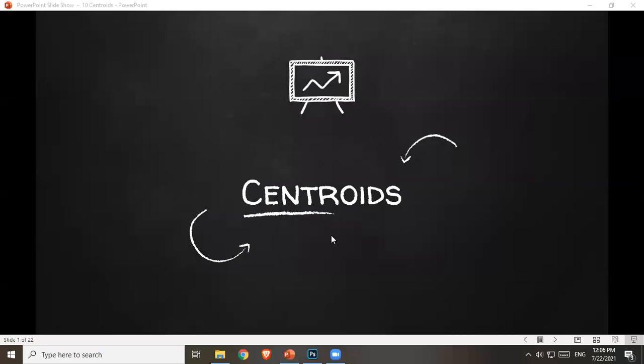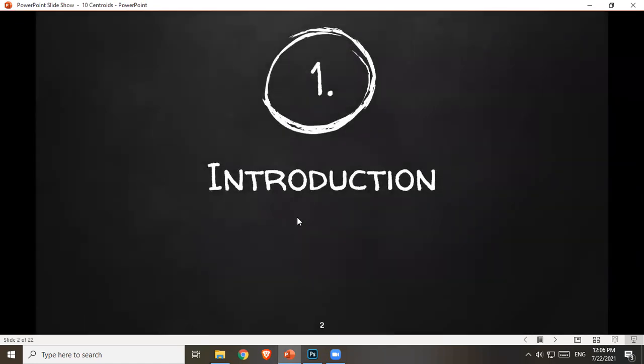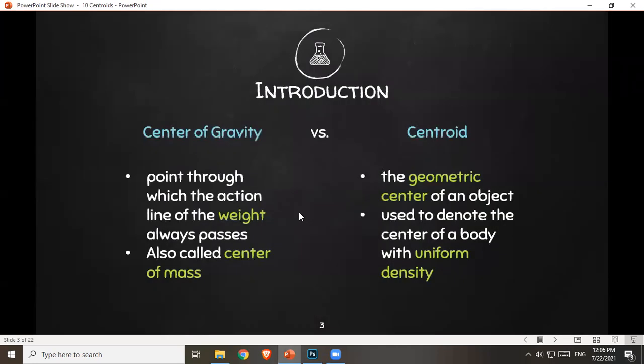Topic for today is centroids. So, as usual, let's have an introduction. Previously, we discussed the concepts of equilibrium and applied it to the analysis of structures such as trusses and frames. Now, another topic related to equilibrium is center of gravity and centroid.